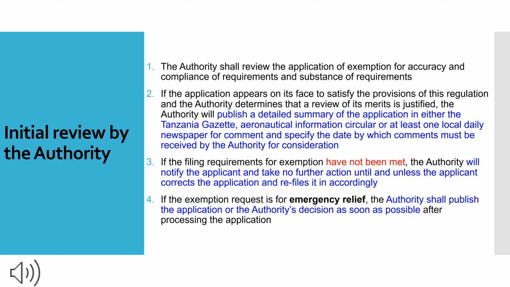If the filing requirements for exemption have not been met, the authority will notify the applicant and take no further action until and unless the applicant corrects the application and refiles it accordingly. And if the exemption request is for emergency relief, the authority shall publish the application or the authority's decision as soon as possible after the processing of the application.